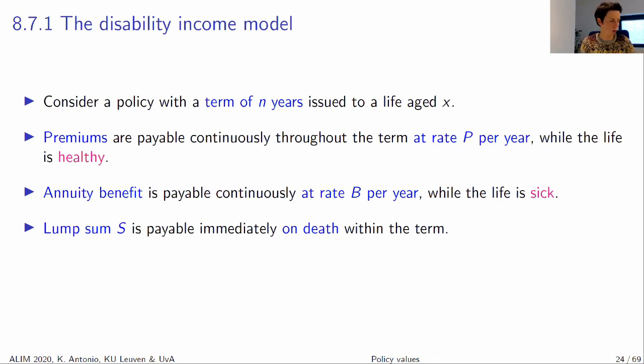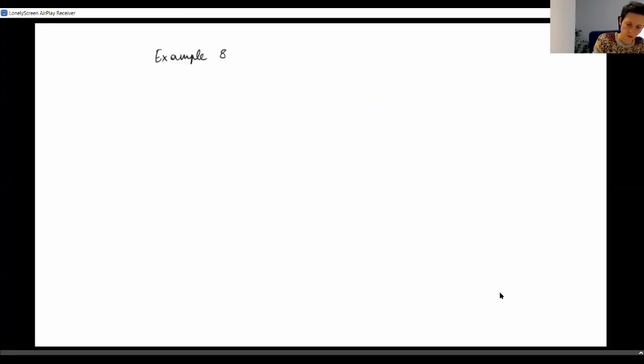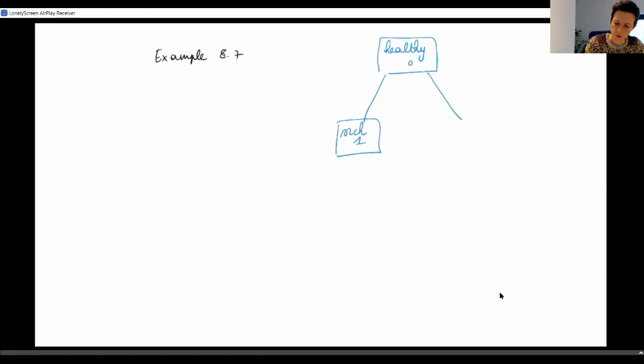And so the question is, what are your policy values for a policyholder who is in the healthy state at a certain time t, or a policyholder who is in the sick state at time t, or somebody who's in the death state at time t? What would be the different policy values? And once again, I've got my three states. So the healthy state, which is zero, the sick state or the disability state, which is one, and the death state, which is two. And I've got the transitions that are possible in between these states.